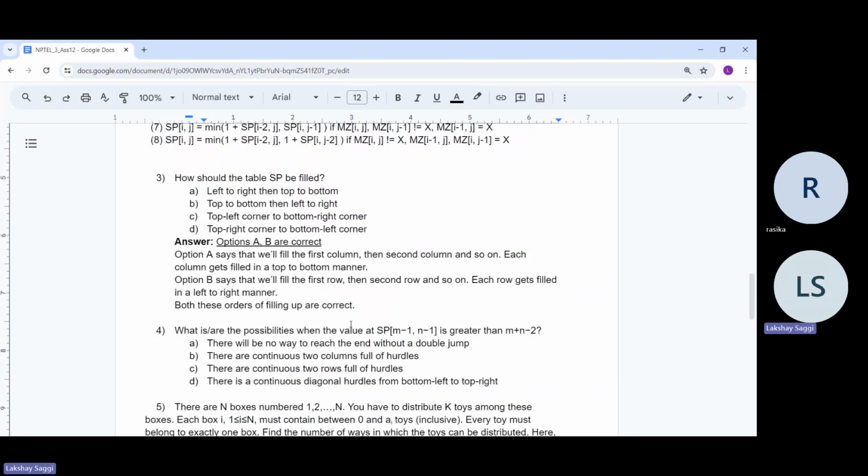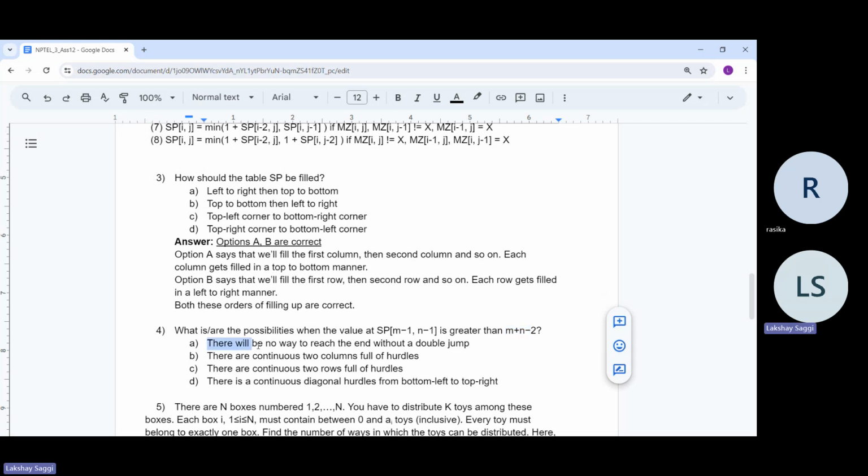So that can only be when actually we are not able to reach the cell. Only in that case, the value will be greater, right? Otherwise, if there exists a path, then the number of hops on that path will be less than m plus n minus 2. So the only way in which the value will be greater than m plus n minus 2 will be when the bottom right cell is not reachable from the top left cell.